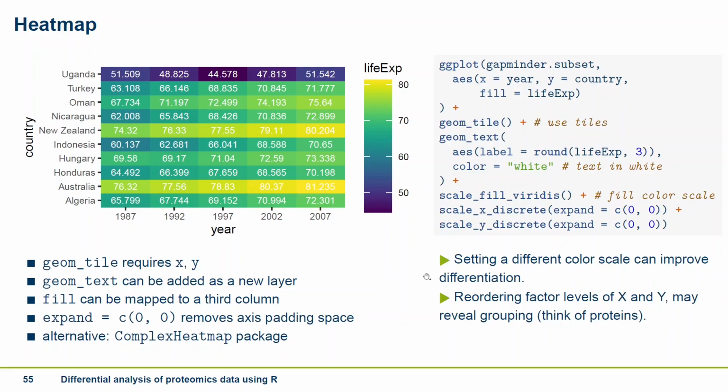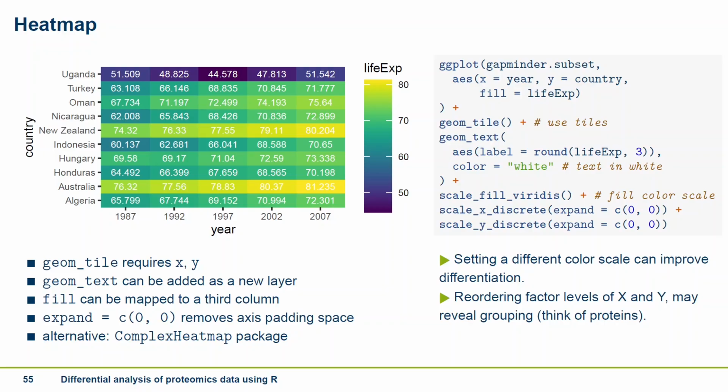So for the heat map, you have to think about the color scale, so which colors make sense, and also if it makes sense to somehow reorder the factor levels, which may reveal some kind of grouping. For example, of proteins, they may reveal which proteins have a similar pattern and so on. So in this case, for the year, it looks good because automatically it will be in alphabetical order, which is by coincidence also the order we want. But for the countries, it may make sense to group them a bit differently.